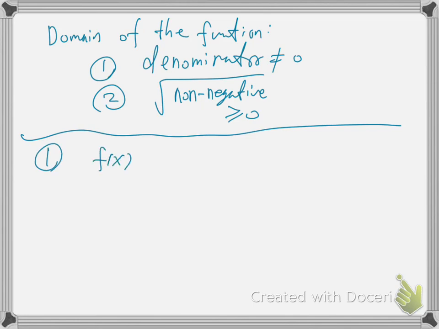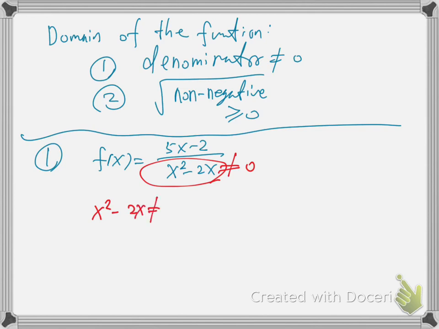F of x is 5x minus 2 over x squared minus 2x. So now we have denominator, no radicals. So for the domain, we need this is not equal to 0, right? So x squared minus 2x is not equal to 0. So you have to solve this quadratic. You can use quadratic formula or whatever method you have. The faster method is factoring, x times x minus 2, right?